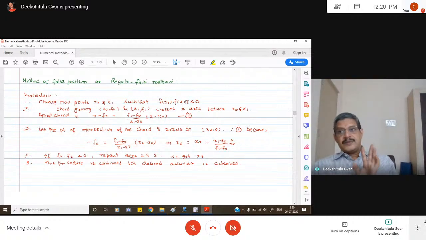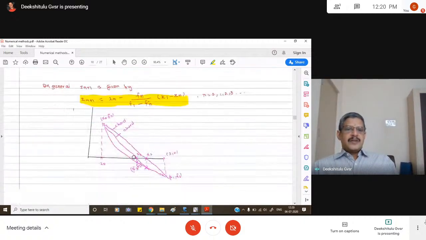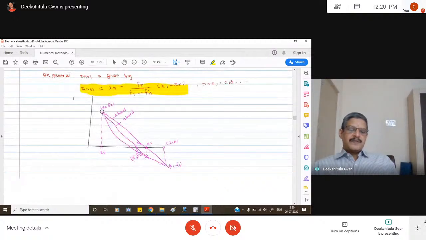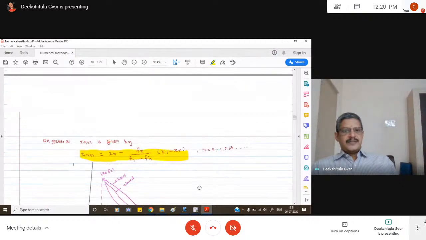That property we have to use at each and every step. We have to first choose the initial approximations x0, x1 such that f of x0 into f of x1 is less than 0. Connect the chord. Geometrically, I have taken x0 here and x1 here, one above the x-axis and one below the x-axis, so f0 and f1 have opposite signs.